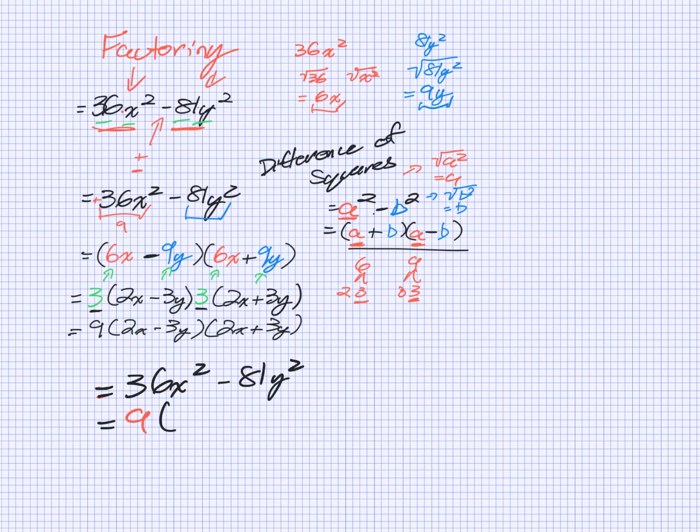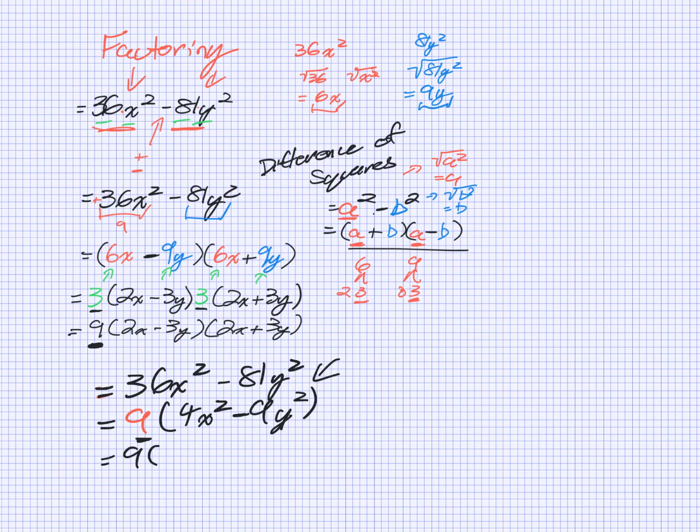9 divided by 36 is going to give us 4. So we have 4x squared. 9 divided by 81 gives us 9. So we have 9y squared. So I already have my greatest common factor out. And this is still technically a difference of squares. I can square root 4x squared and 9y squared.